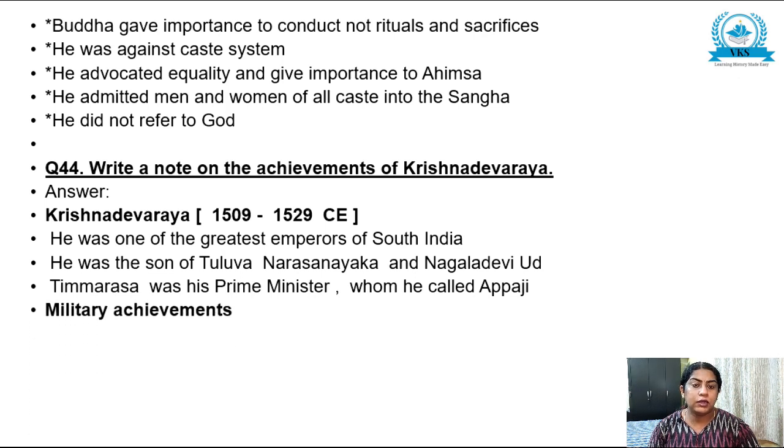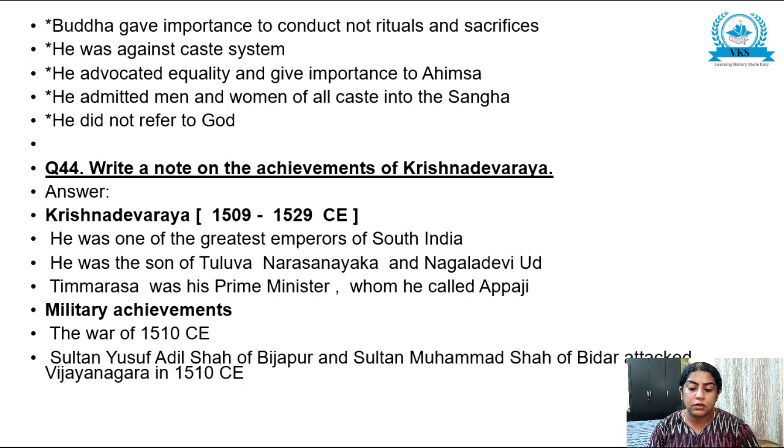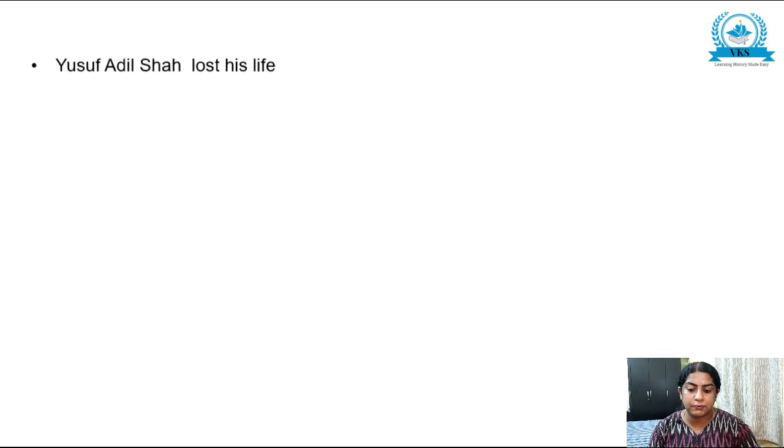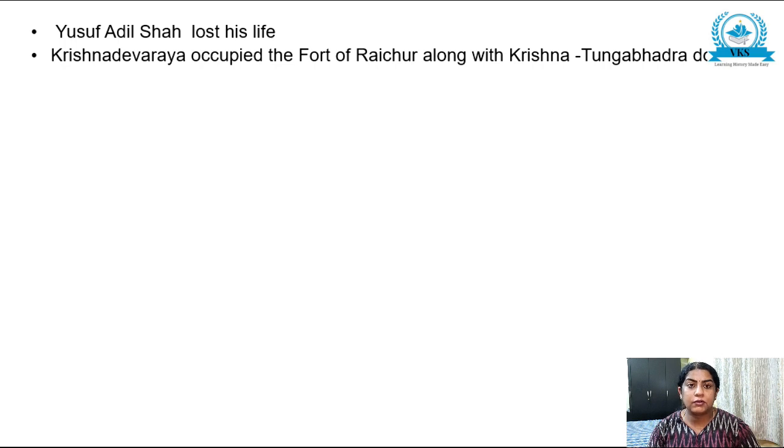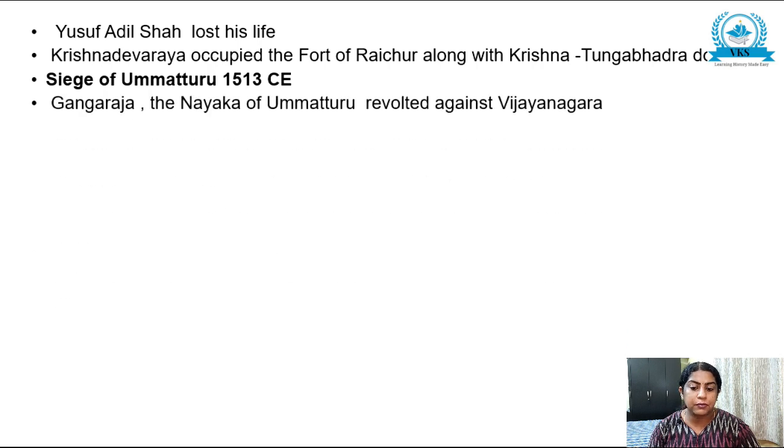Now we move on to the military achievements. The War of 1510. Sultan Yusuf Adil Shah of Bijapur and Sultan Muhammad Shah of Bidar attacked Vijayawada in 1510. Krishnadevaraya repulsed them. Yusuf Adil Shah lost his life and Krishnadevaraya occupied the fort of Raichur along with Krishna Tungabhadra Doab region. The next conquest, siege of Umaturu, 1513.